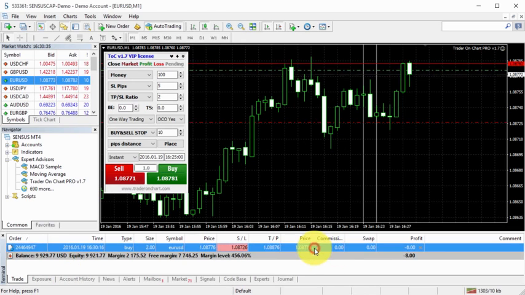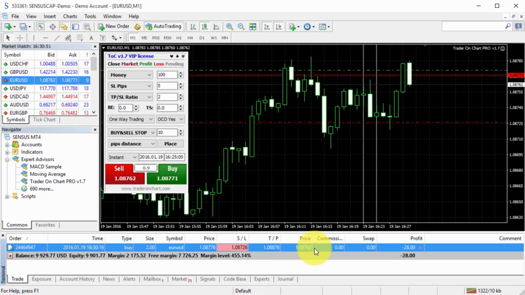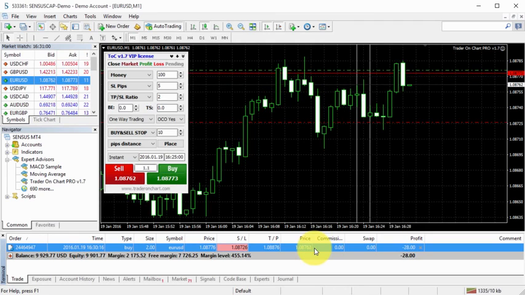If it hits take profit, obviously it should win 2 times that. It should win $200 because my take profit is 2 times bigger than my stop loss. So while this trade is running, hopefully it will hit stop loss soon. It usually happens when you don't expect it, but now that I'm waiting for it to hit stop loss, it might never happen actually, yeah.